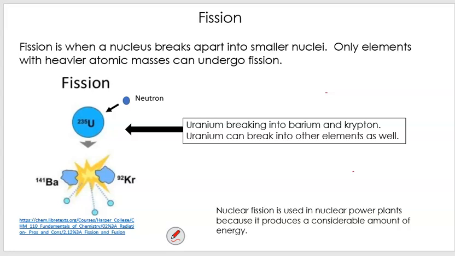But in this case, I've got barium, which has an atomic mass of 141, and krypton with an atomic mass of 92. And the question is, do those add up to 235? No. And should it add up to 235? The answer is no. Let's go through it step by step, and I'm going to show you that the amount of atomic mass units into the process is equal to the atomic mass units that came out of the process.